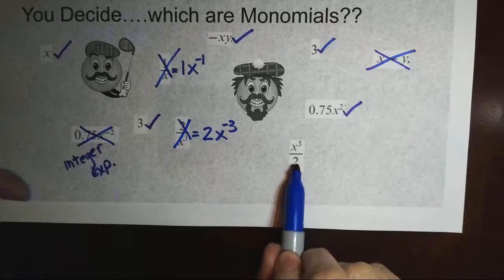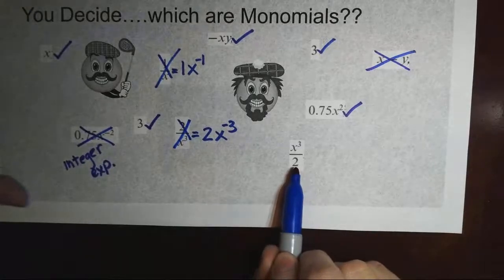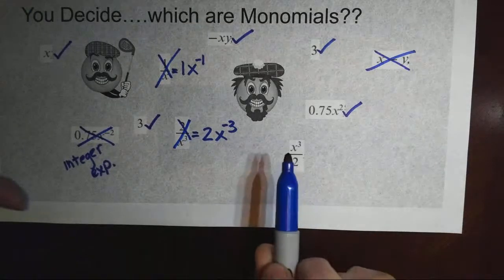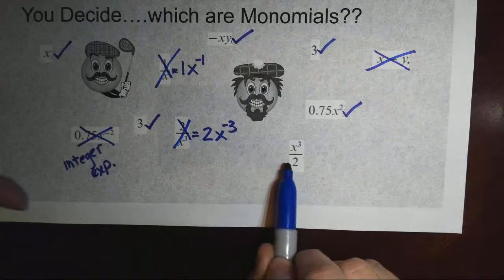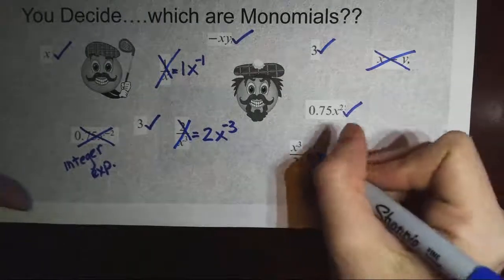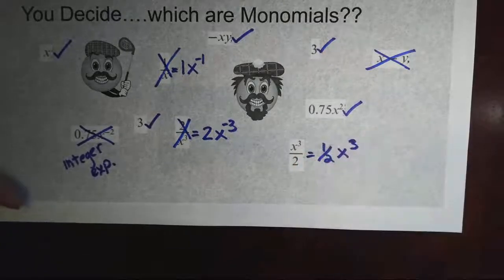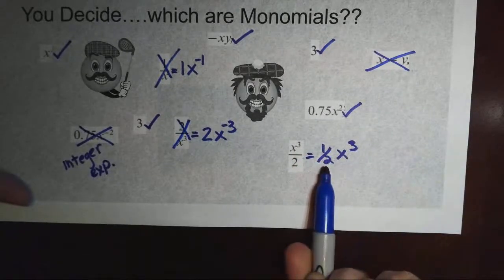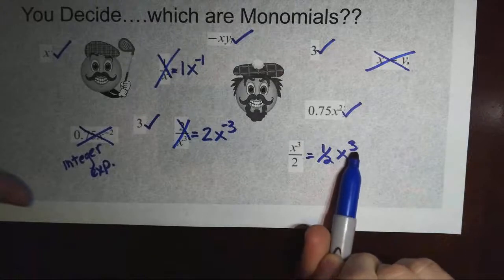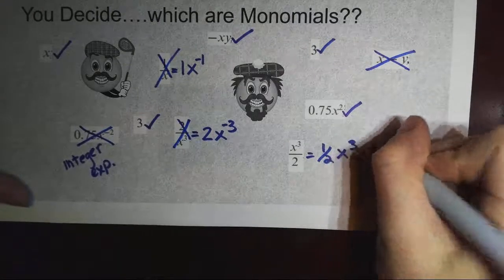And right here we've got x cubed over 2. Now if I was to move that 2 so that it was in my numerator, sort of, I could say that was equal to 1/2 x to the third. Now 1/2 is a constant, x is a variable, and it has a whole number exponent. So this one is a monomial.